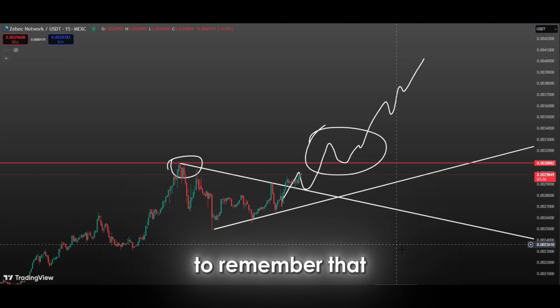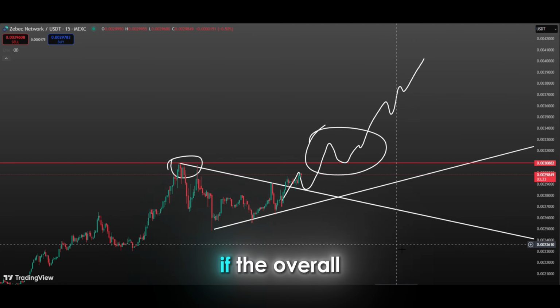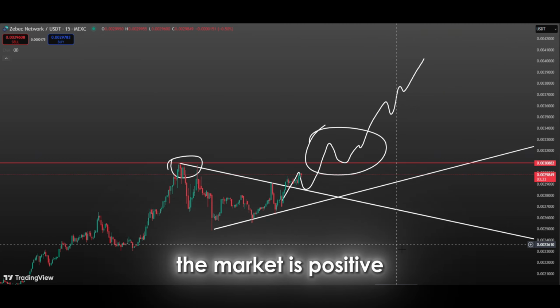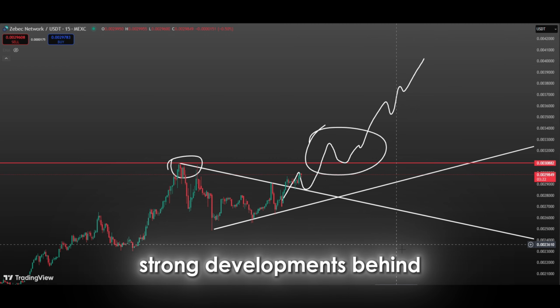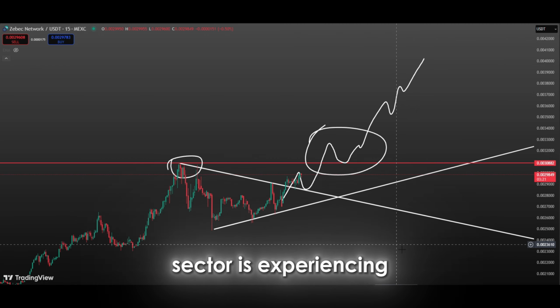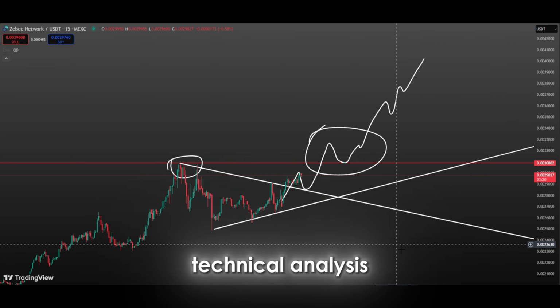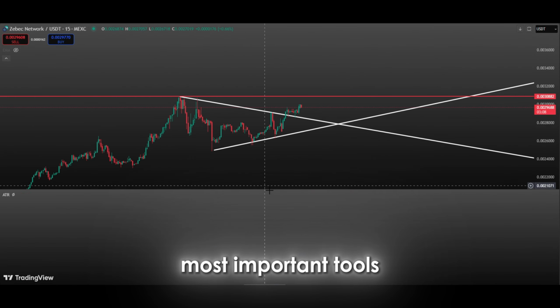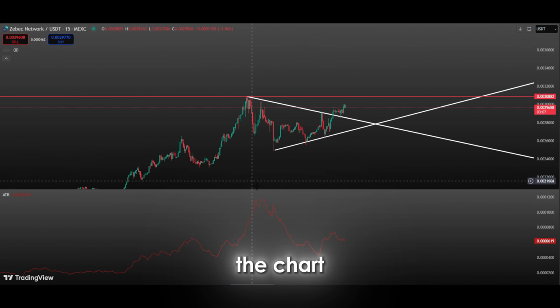It is important to remember that breaking the ATH level should be supported not only by technicals, but also by fundamentals. If the overall news flow in the market is positive, if there are strong developments behind the project, and if the sector is experiencing a recovery and increased interest, this combination with technical analysis makes reaching new record highs much more attainable.